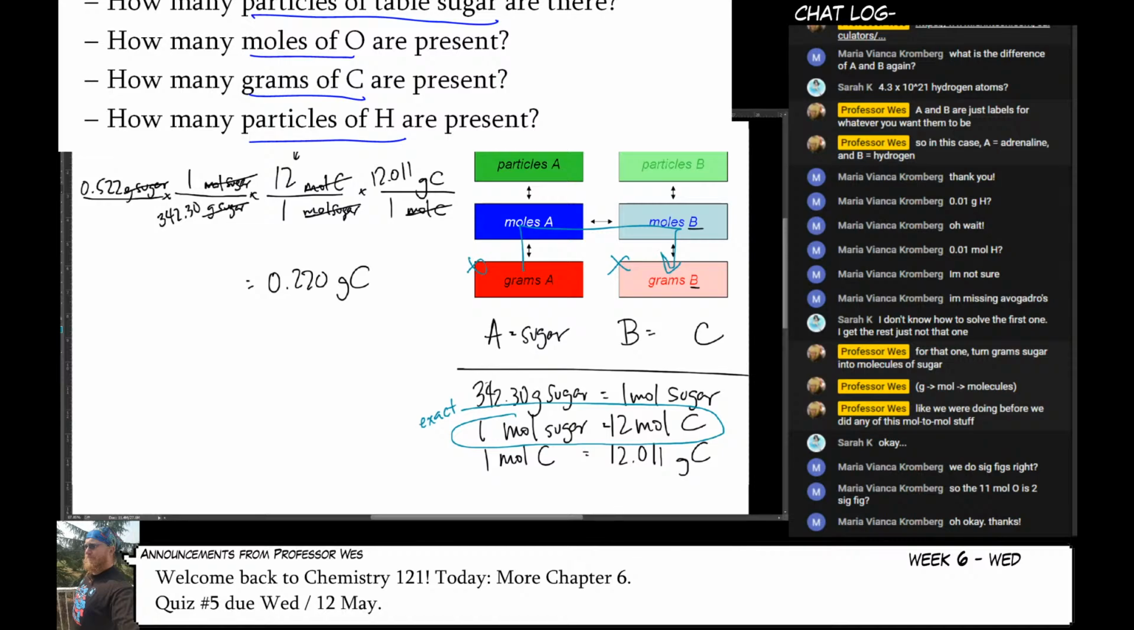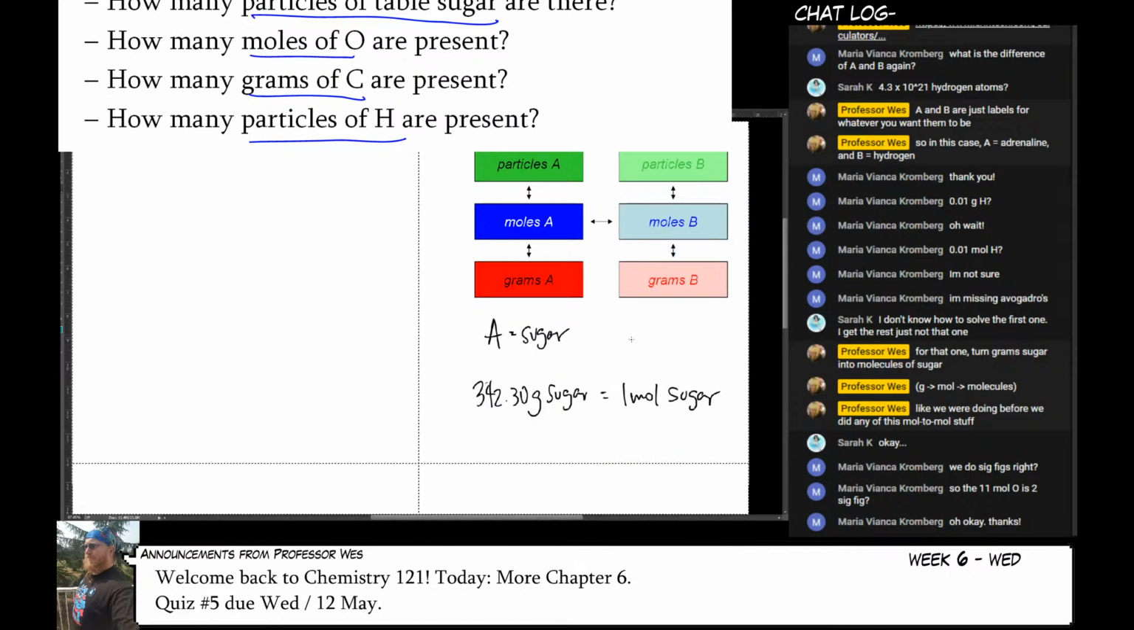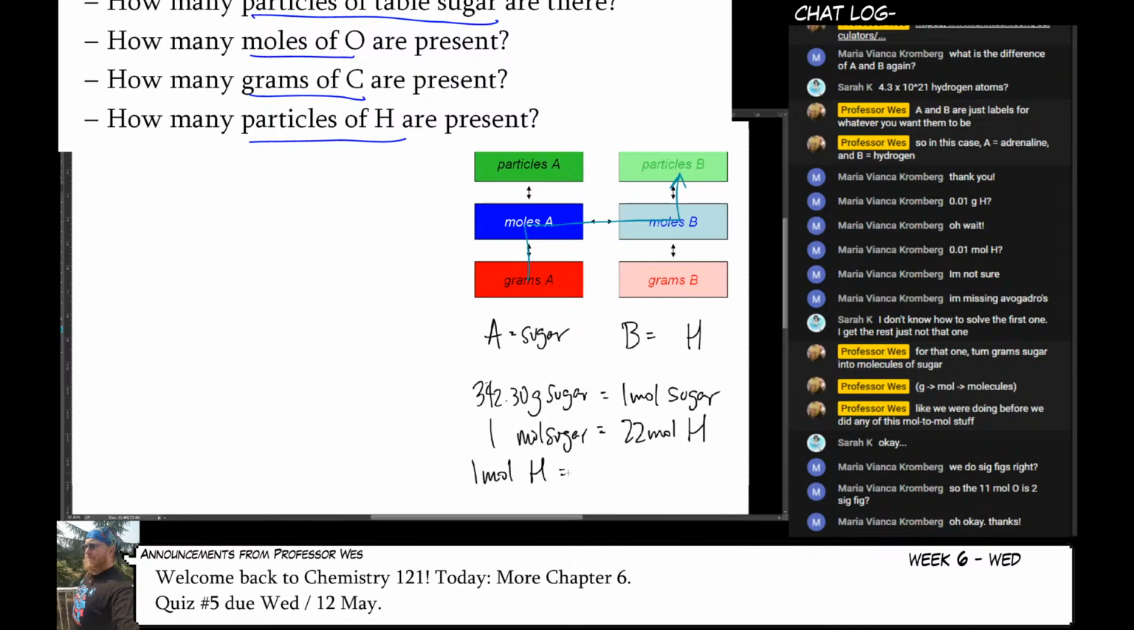And then similarly, I'm clicking on the wrong window here. You could do this for hydrogen. I gotta get rid of that, so there we go. And now I want particles of hydrogen, so I can go in this direction. We'll write out the relationship. So we've got the sugar grams to moles. 1 mole of sugar is 22 moles of hydrogen due to the number in the formula up here. And 1 mole of hydrogen is Avogadro's number of atoms of hydrogen.